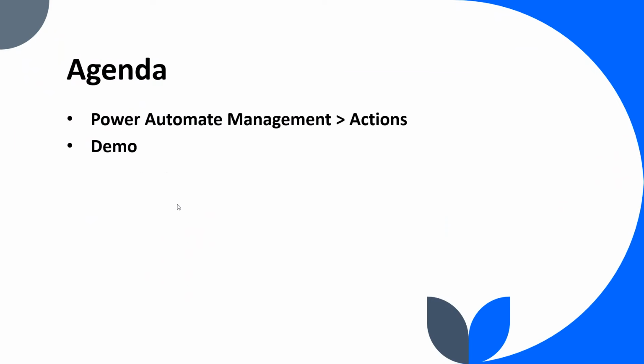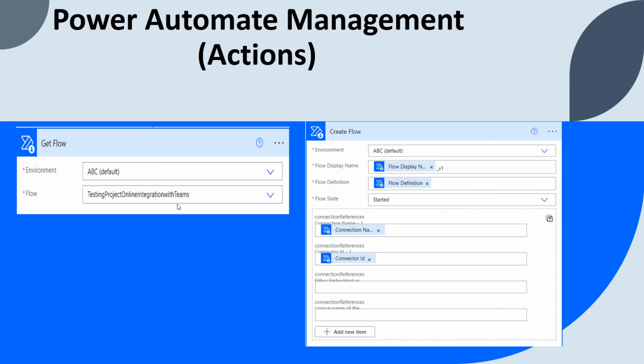Let's move to the agenda. I will be showing how we can achieve versioning in Power Automate in the form of a demo. But before jumping to the demo, let's discuss the actions that I have used in my flow, just to give you an overview. I have used two actions. One is to get the information, and the second is to create flow, to basically create a duplicate copy of the flow, so that versions can be maintained for a single flow. So let's quickly move to the demo part of it.